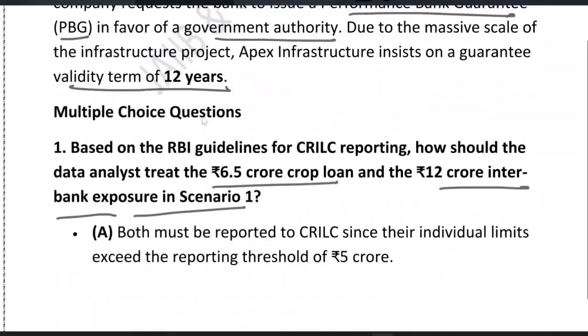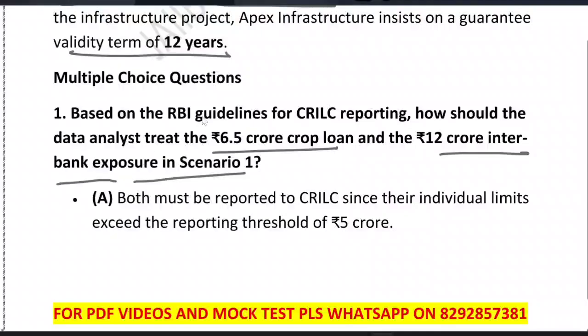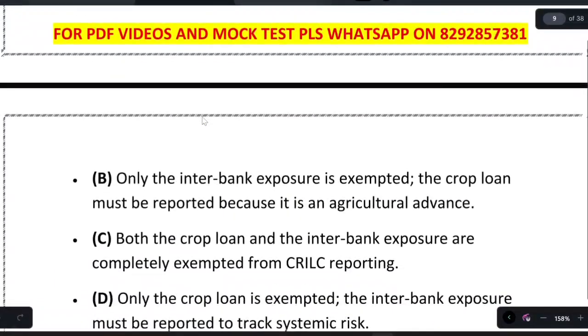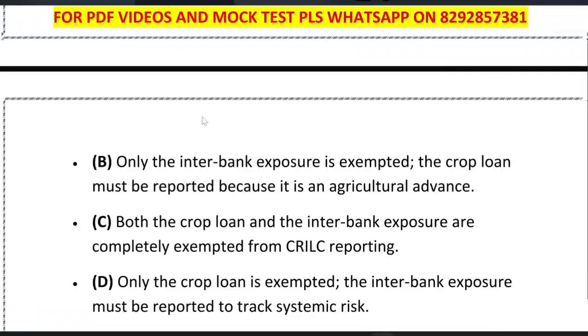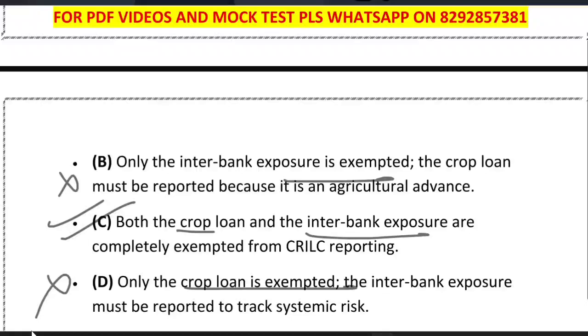So let's look at the options. Option A says that both must be reported to CRILC. This is incorrect, as it ignores the exemptions rule. In B and D, one of them is exempted, saying only one is exempted. This is wrong. C says that both are exempted. Exactly, this is our correct answer. The amount simply does not matter because the category of loan is exempted. Crop loan and interbank exposure are completely exempted.